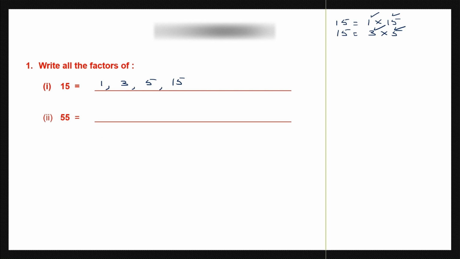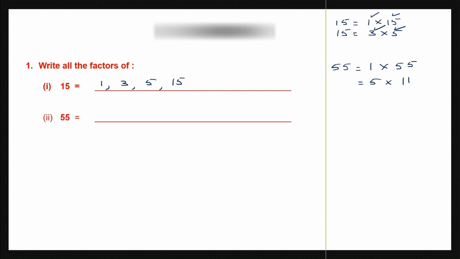Factors of 55. So let's see what are the numbers that multiply to give us 55. So 1 into 55. Okay, then we can go to 2. No, nothing into 2. 3? No. 4? No. What about 5? 5 elevens are 55. Nothing else will give us 55.